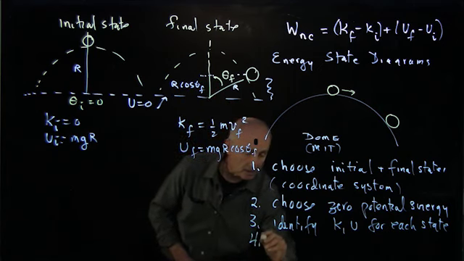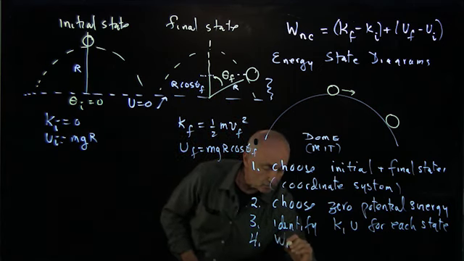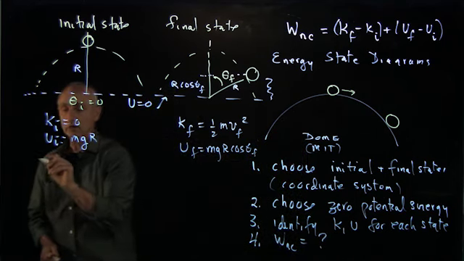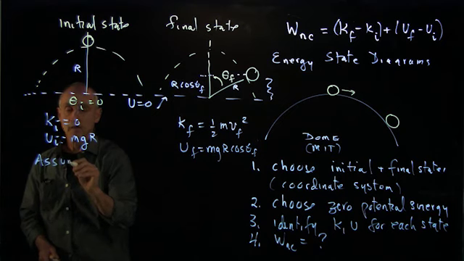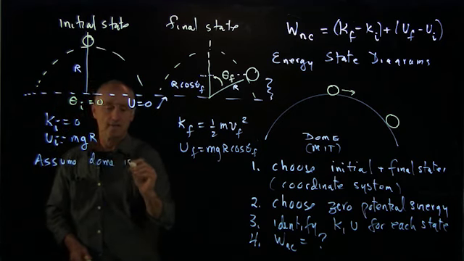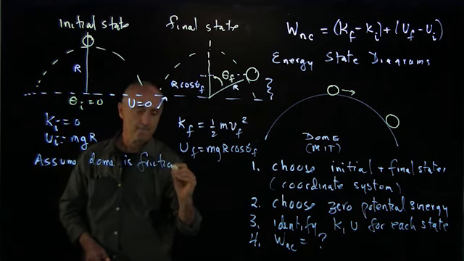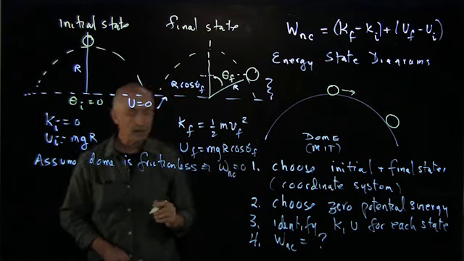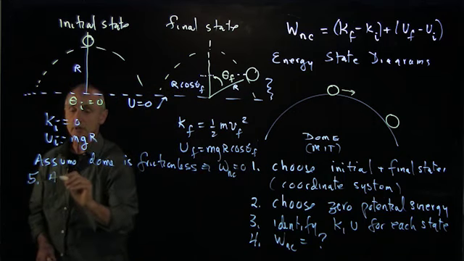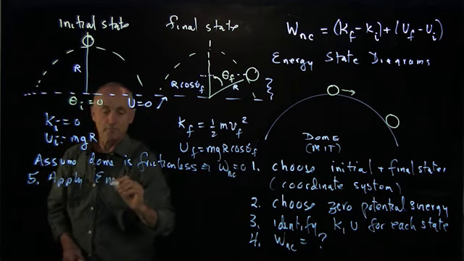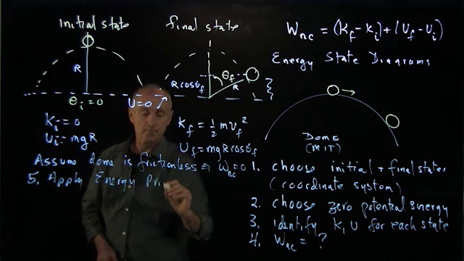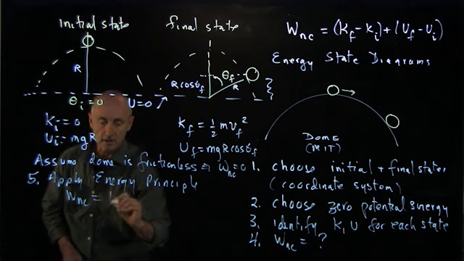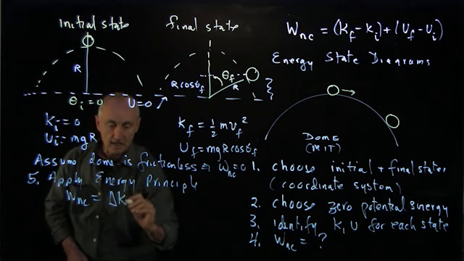Now the fourth step is to identify W non-conservative. Is there any non-conservative work? Now here, let's assume the dome is frictionless. And that means that W non-conservative is 0. And our last step 5 is we can apply the energy principle, which is W non-conservative equals delta K.